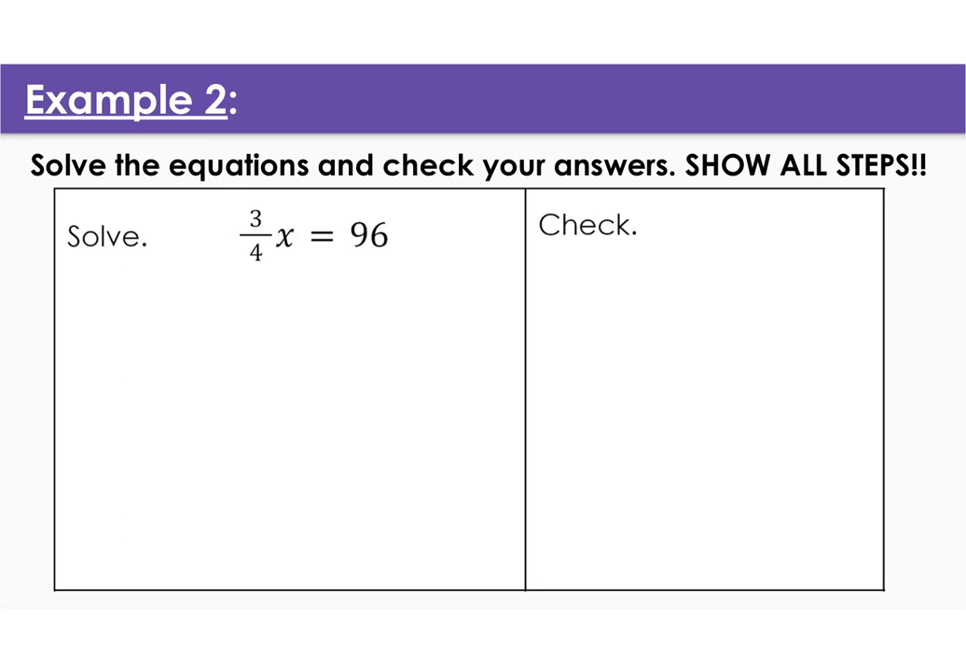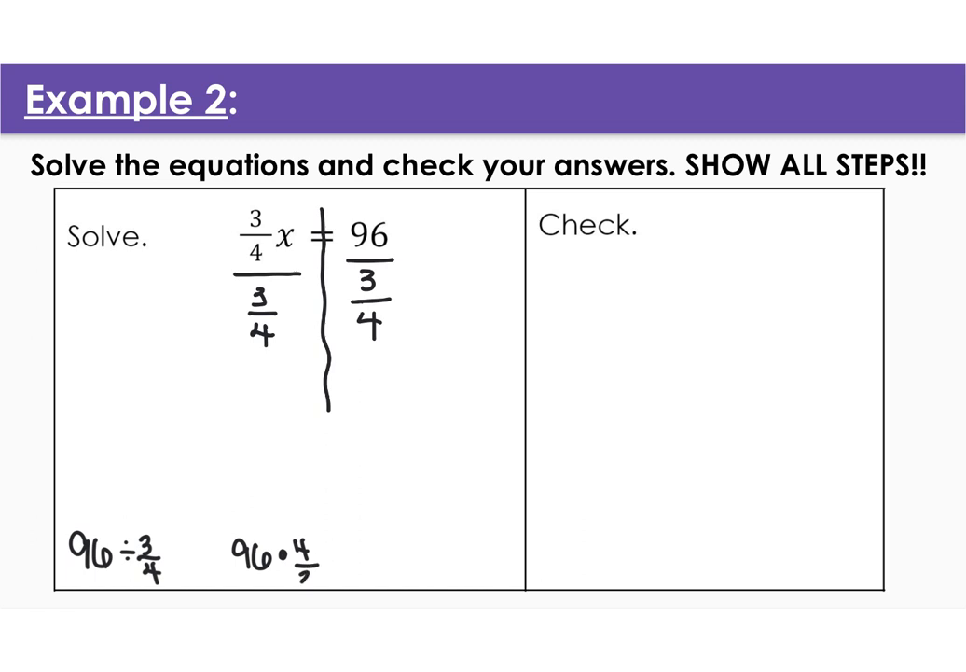3/4 times x equals 96. So I'm going to draw my line. 3/4, even though it's a fraction, is multiplied. So the opposite is dividing by 3/4. Now we have to remember how to divide by fractions. So 96 divided by 3/4. We keep, change the sign, and flip. Do the reciprocal. We need to make sure the whole number is over 1.